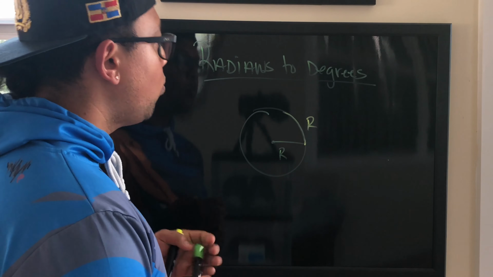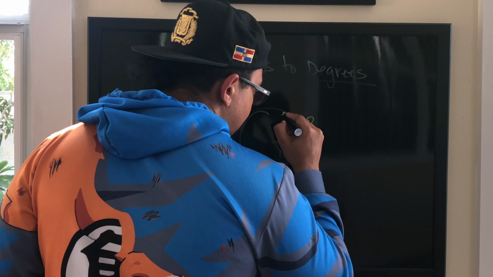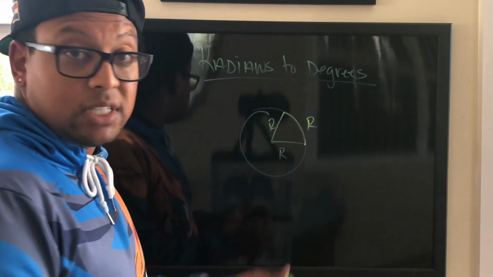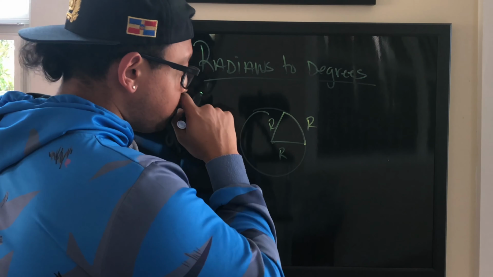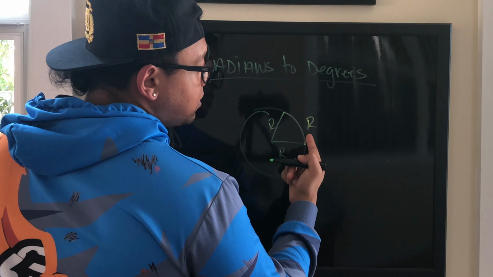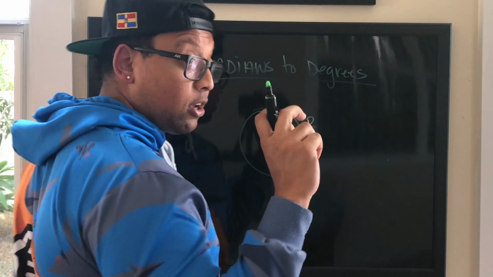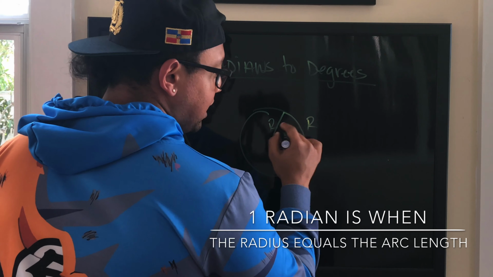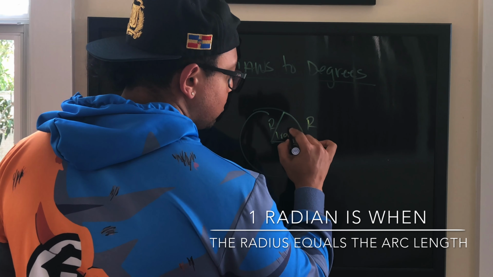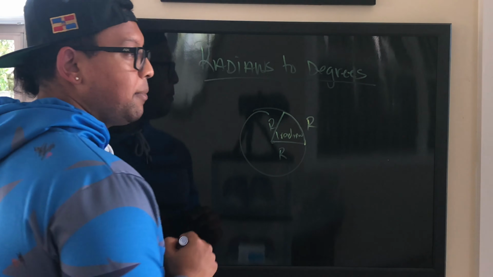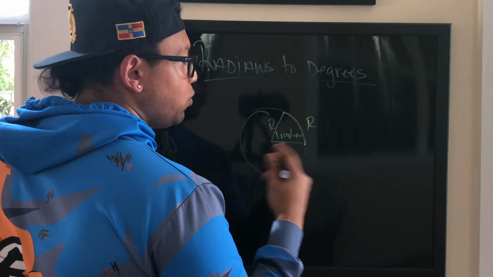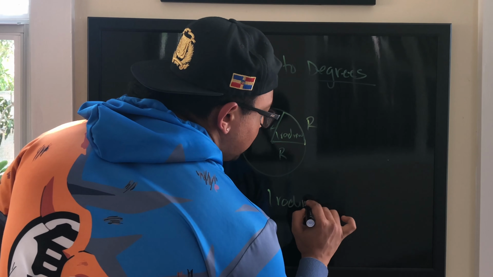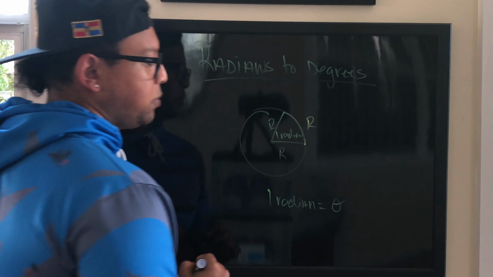Now, what if I connect the 2 points, the very ends? This also becomes your radius, the same distance from the center of the circle. This part here is called the arc length. If the arc length equals the radius, that measurement becomes 1 radian. So 1 radian would equal a specific angle.